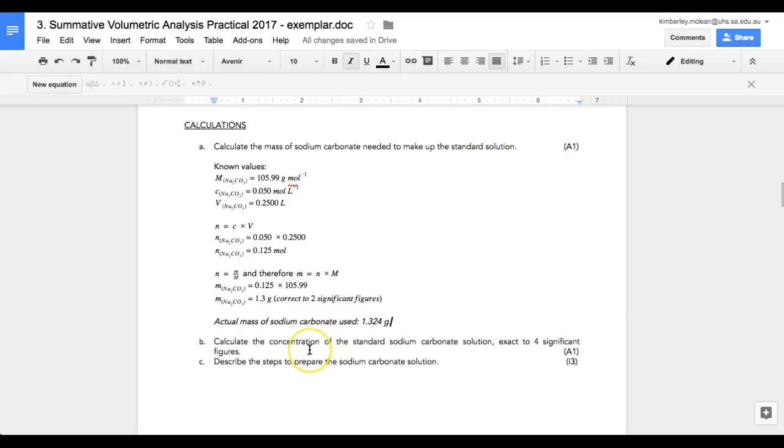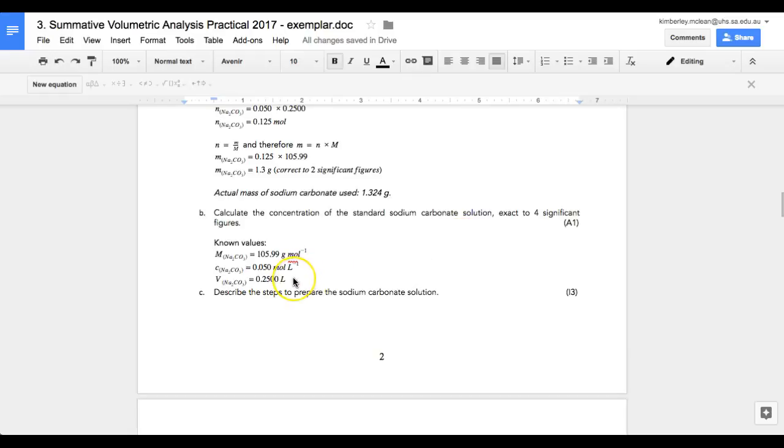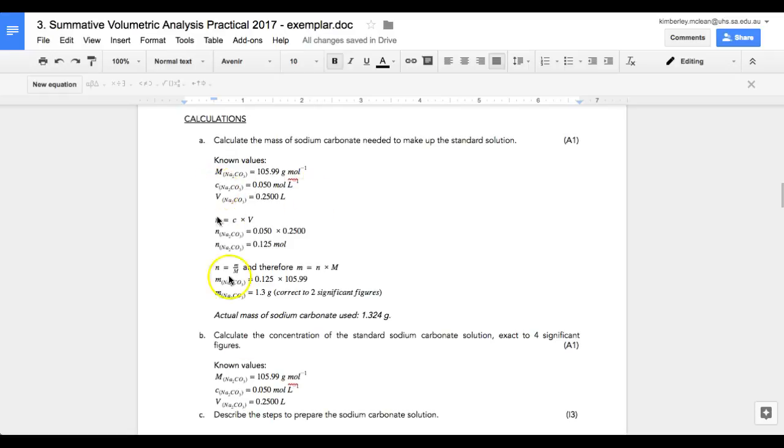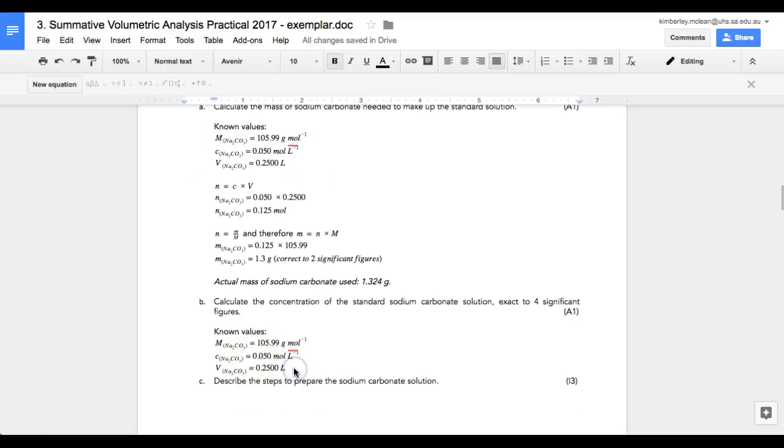The next calculation involves calculating the concentration of the standard solution, this time exact to 4 significant figures. So make sure you're mindful of significant figures as you move through here. At this point in time, I've just copied from above the known values section so that I can use some of the formatting that I've already created without having to go through the process of doing all of the equation writing again. So in order to calculate the concentration of the standard solution, we again need to know the molar mass of sodium carbonate.